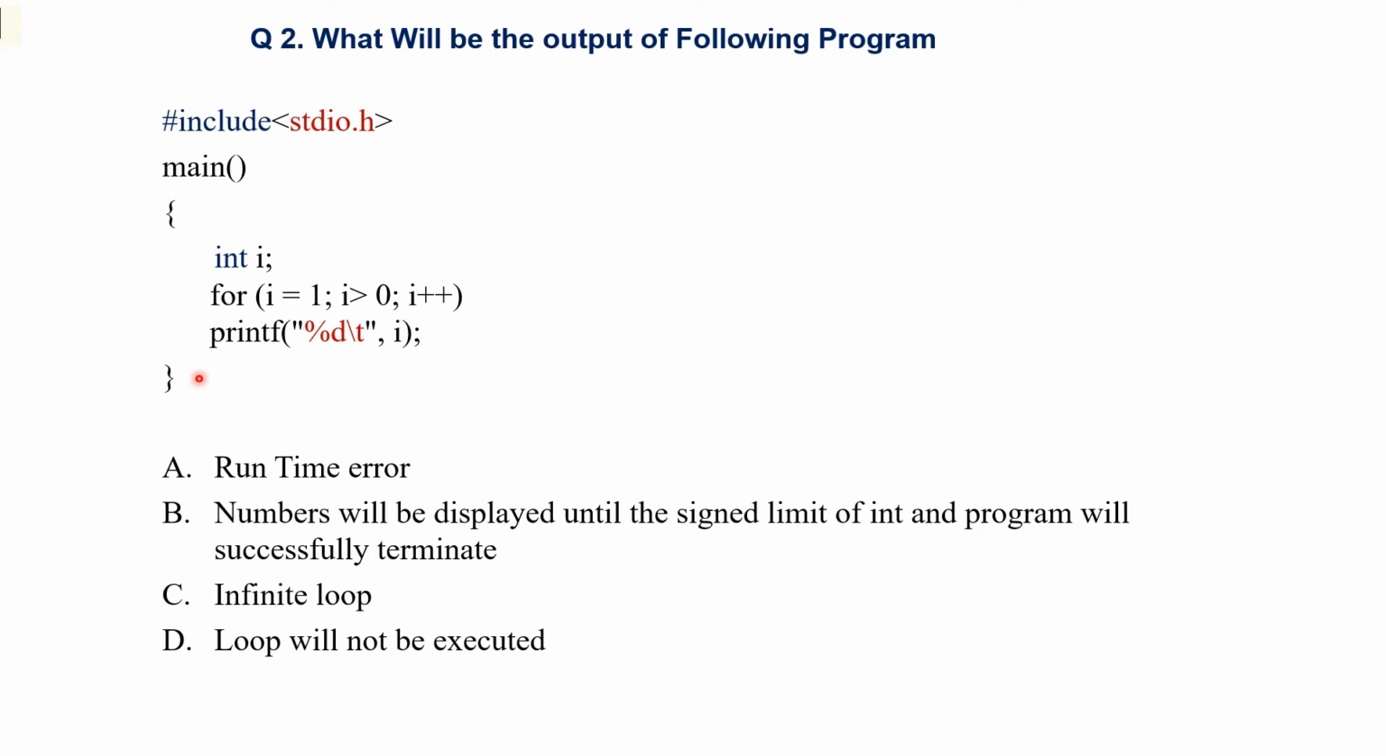So consider the options here. There is no runtime error, nor is this an infinite loop. Option D is also wrong, that is, the loop will not be executed. So the correct option here will be option B, which is that numbers will be displayed until the signed limit of integer and the program will successfully terminate.